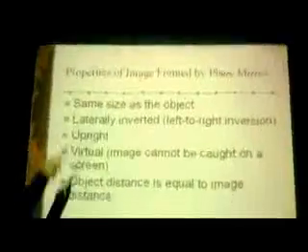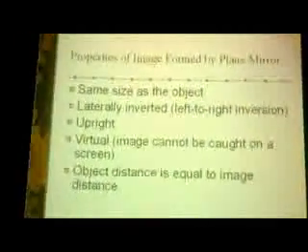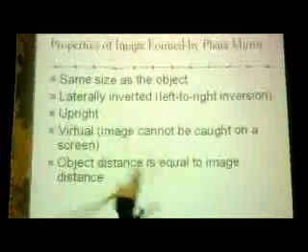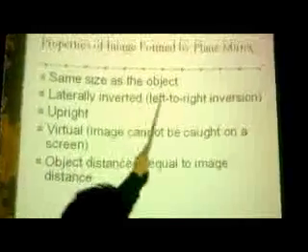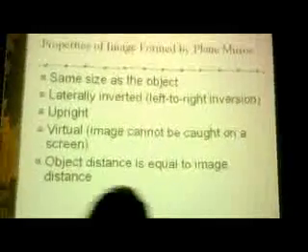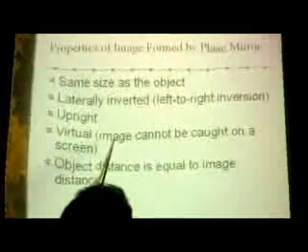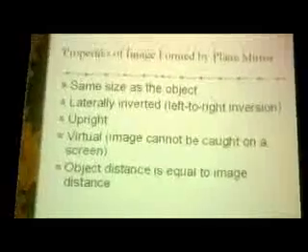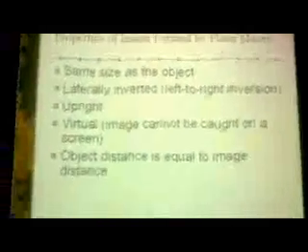Next. Properties of image formed by plane mirror. Here, we have the properties of image formed by plane mirror. The image is the same size as the object. Laterally inverted, left to right inversion. Upright. Virtual image, cannot be caught on screen. Object distance is equal to image distance.